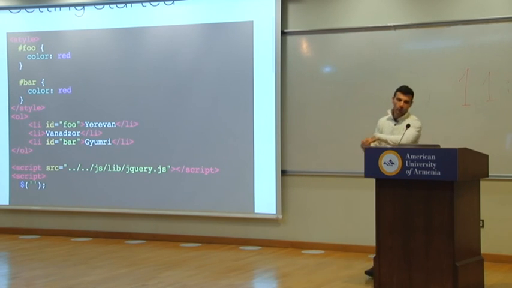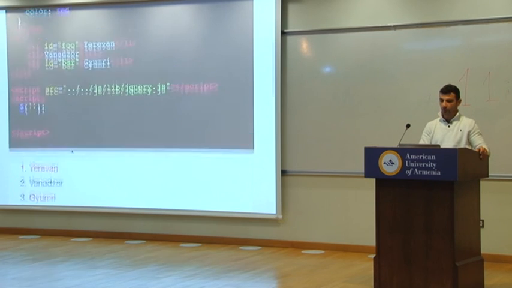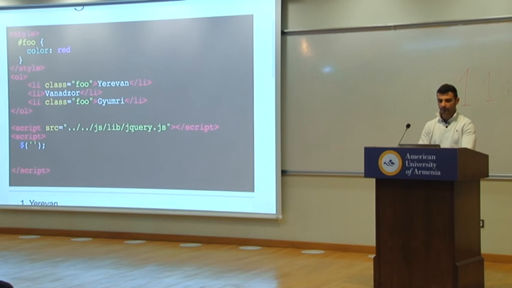Exactly. So we can say, okay, instead of giving IDs and getting Yerevan and Gyumri to be red, we can instead give them the same class of, say, foo. Now, how do I select foo as a class? Dot foo.